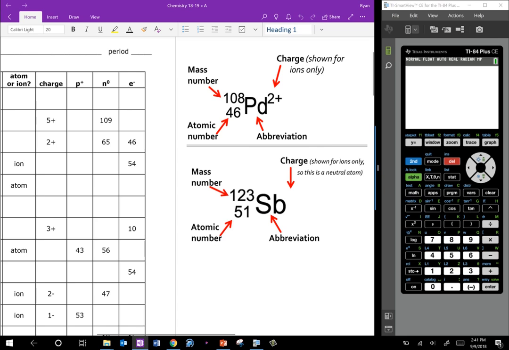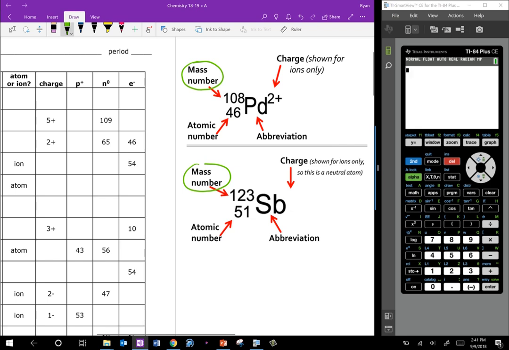So in each picture that we'll consider, or each symbol that we'll draw, the mass number will be in the top left corner. So that's common in both of these pictures. The atomic number will be in the bottom left corner, and that's a key piece of information for every element. And then the charge would be in the top right corner. So as we look at the top right corner in our first picture, we do have a charge of +2.